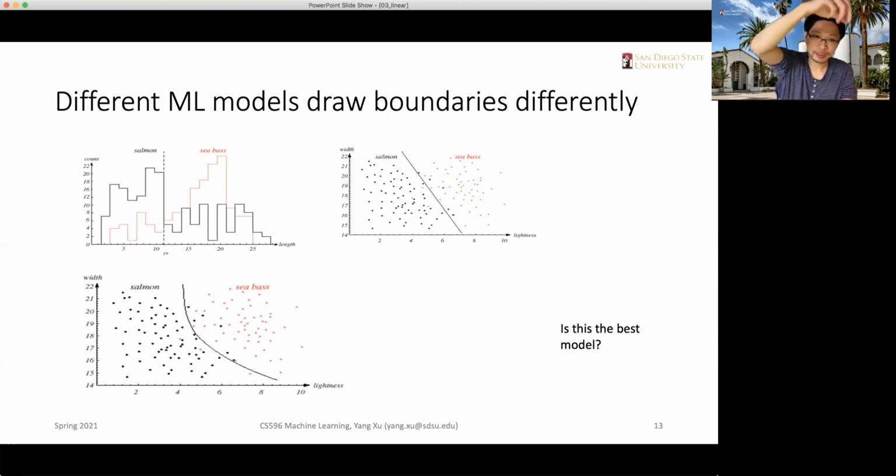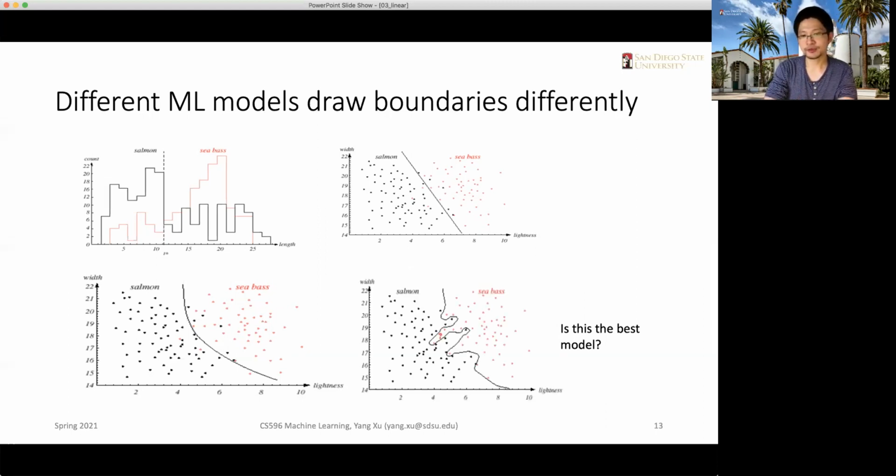It's a smoother curve that tries to fit the data more so that it makes less error prediction. It makes fewer mistakes, and this curve is towards the sea bass because it tries to encompass, it tries to include as many sea bass as possible, but without taking too many black dots into the realm of the sea bass.